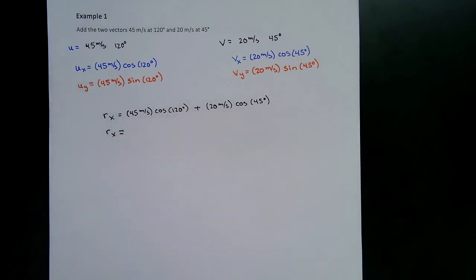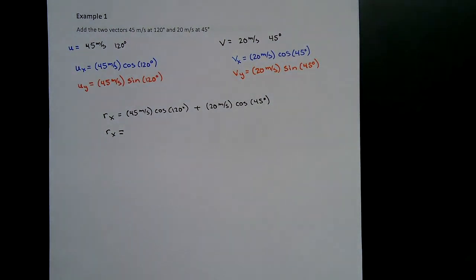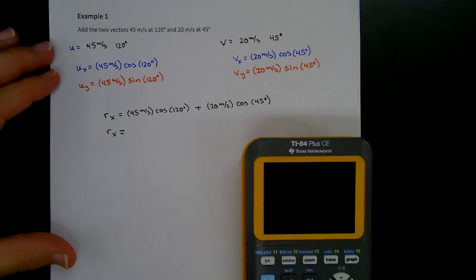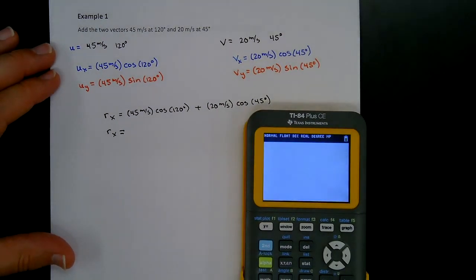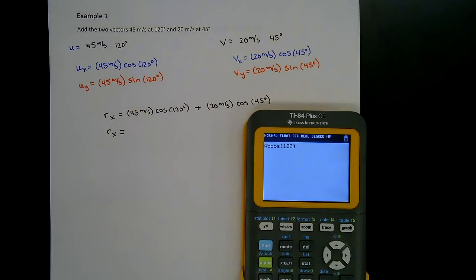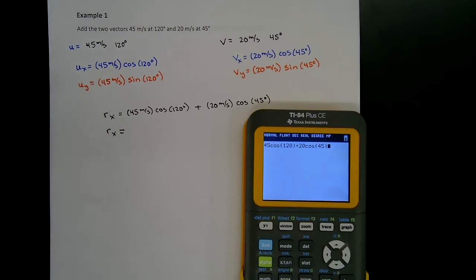And I'm going to round to more decimal places than I need, because I want to be accurate at the very end of all this. So in my calculator, I'm going to type in 45 and then cosine 120, close the parenthesis. Make sure you close the parenthesis, okay? And then plus 20 cosine of 45. And I'm going to round this to 3 decimal places.